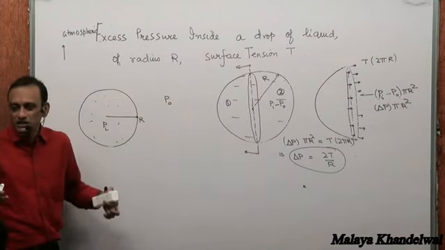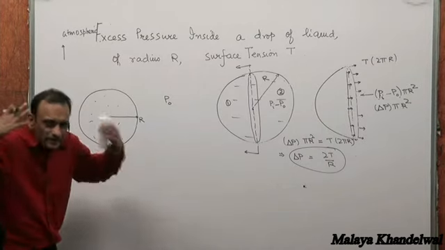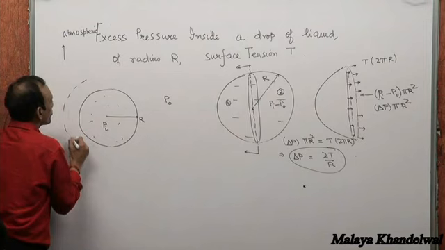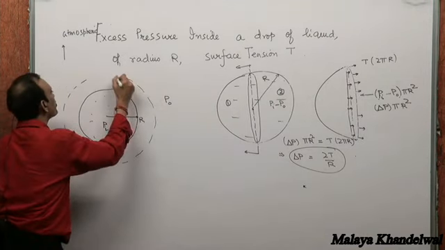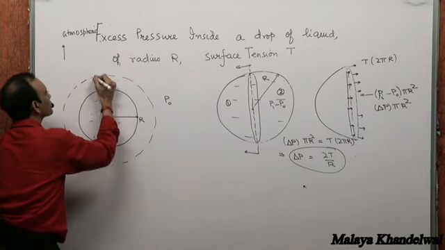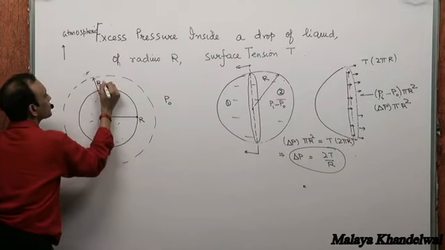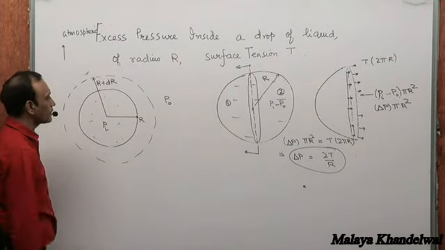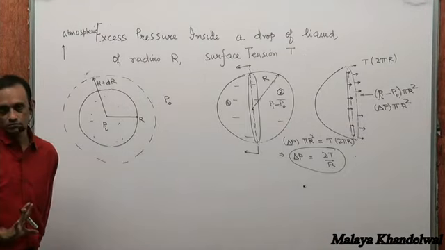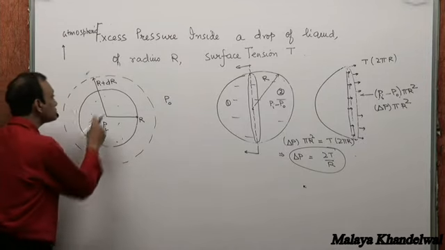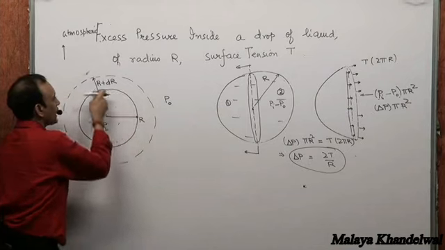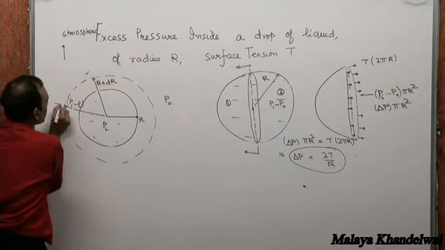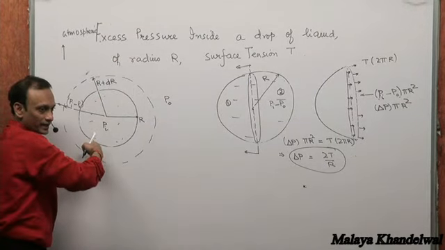Now mentally imagine the radius increasing by a very small amount dr. That means r plus dr is the new radius. This then becomes my bubble if I mentally conceive this, right? And of course, I've already told you Pi has to be greater than P naught. Now, Pi minus P naught acts radially outward along the normal to the sphere, right?